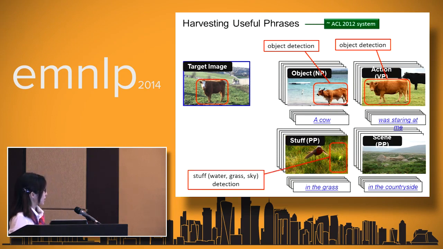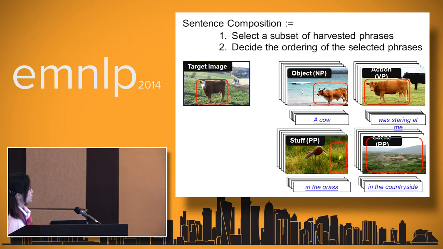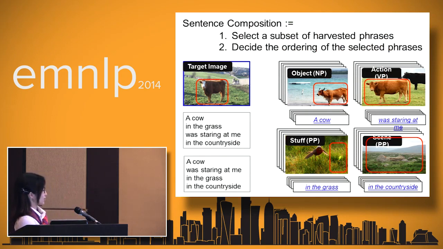The third type of phrases are based on the stuff detector. These are generally something to do with mass nouns, such as water, grass, sky, that don't have rigid boundaries. And usually these appear in prepositional phrases in natural language descriptions. And then the fourth type would be based on global scene similarity, and examples include in the countryside or at the pool party or at the conference and so forth. So we have plenty of phrases to choose from, and now in order to compose a sentence, we're going to select a subset of these harvested phrases, and then we need to think about how we want to order some of these, or maybe we want to even drop one or two of these phrases, so we don't have to use all four.